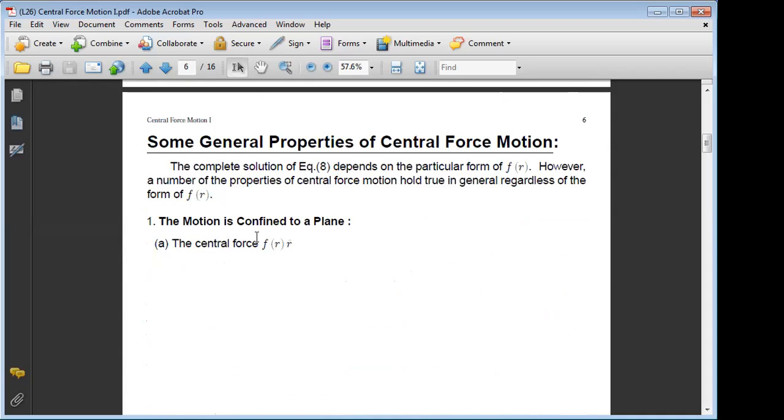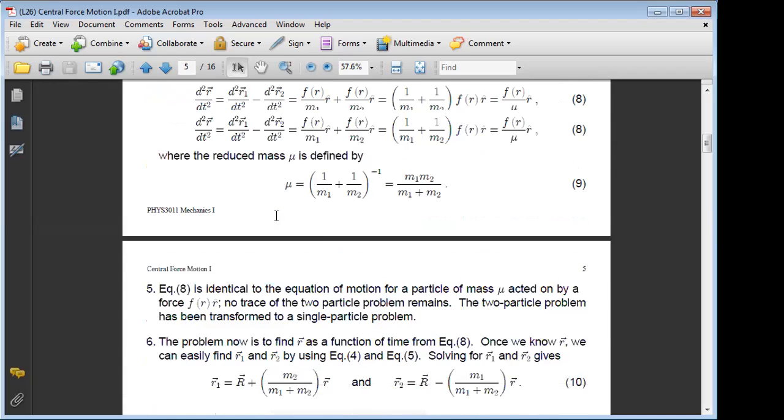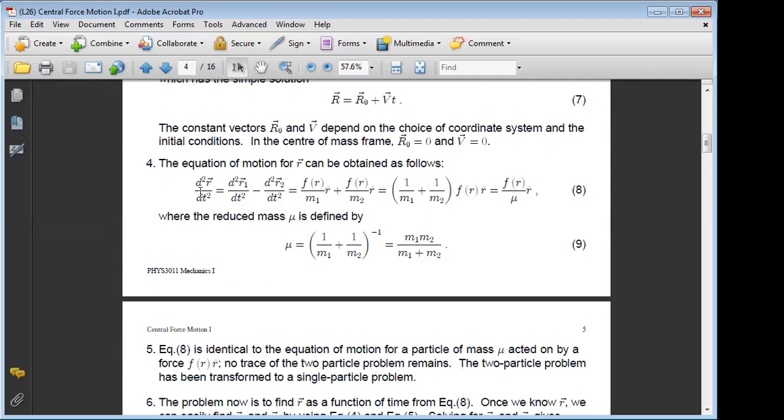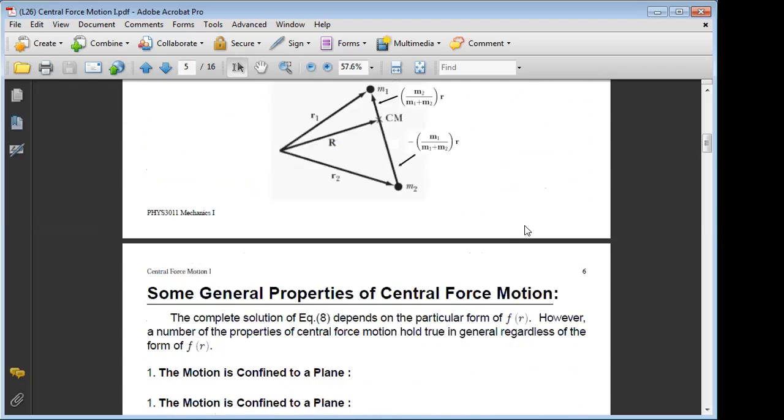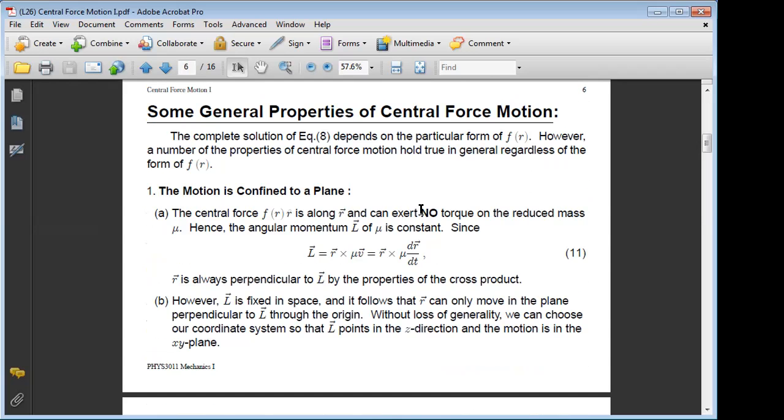Now, some general properties of the central force motion. If we take a closer look at equation 8, r double dot, the small r vector double dot, equals F(r) divided by mu times r hat. Now, the complete solution depends on the particular form of the force, F(r). However, a number of properties of the central force motion hold true in general, regardless of the details of the force F(r). First of all, the motion is confined to a plane.